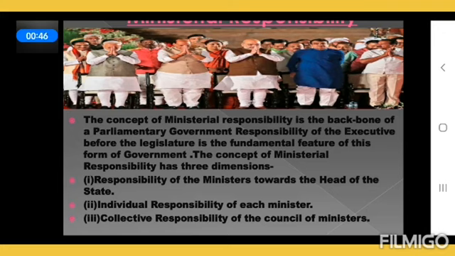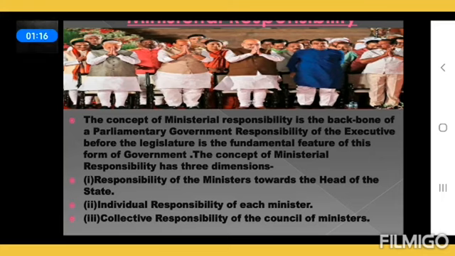So in case the legislature rejects any policies of the cabinet, or rejects the budget which has been prepared by it, or rejects a bill sponsored by the cabinet, it is to be taken to be a vote of no confidence against the entire council of ministers. And if the vote of no confidence is passed, then the whole ministry has to resign.